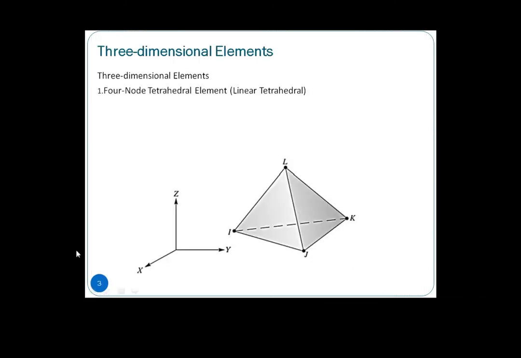Three-dimensional elements. Okay, the first type is the 4 nodes tetrahedral element. Here, with 4 nodes, we are saying that it is a linear tetrahedral element. So basically you have I, J, K, L as you've seen here.